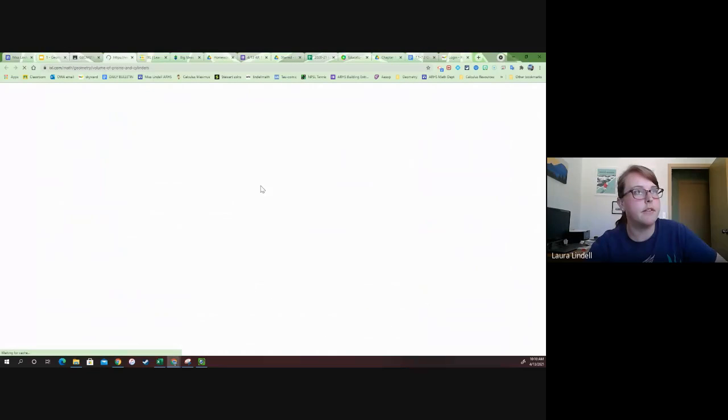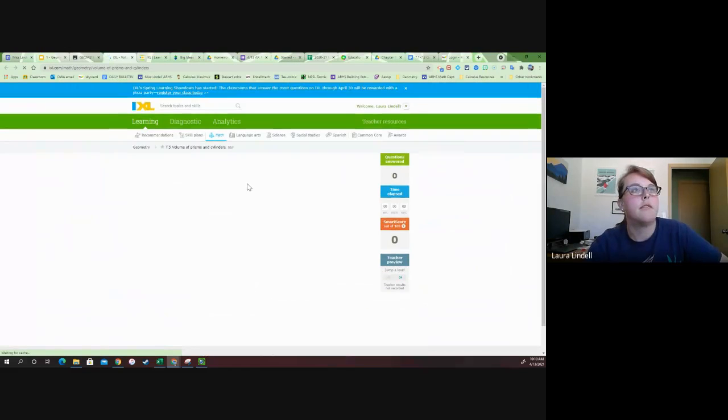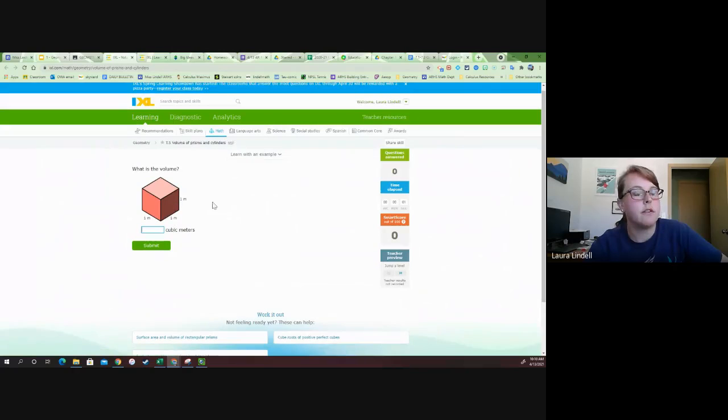So here's our IXL section. Volumes of prisms and cylinders. It starts off with a real simple one. A 1 by 1 by 1 cube. So you just go 1 times 1 times 1, which is 1.